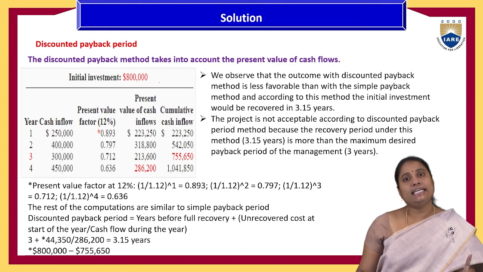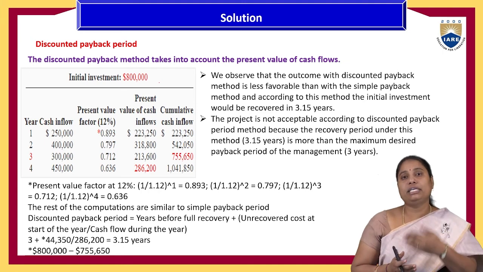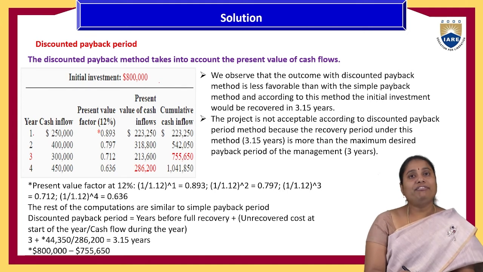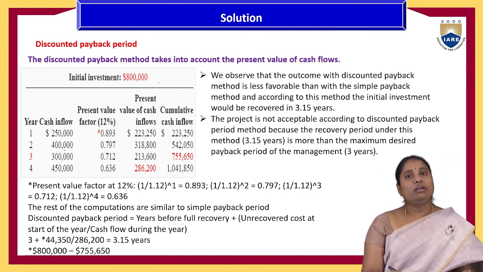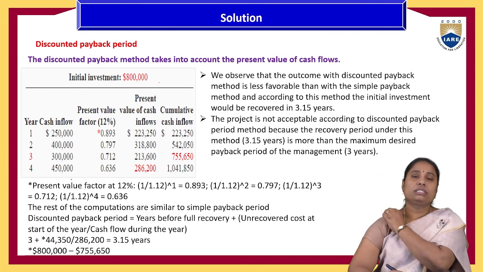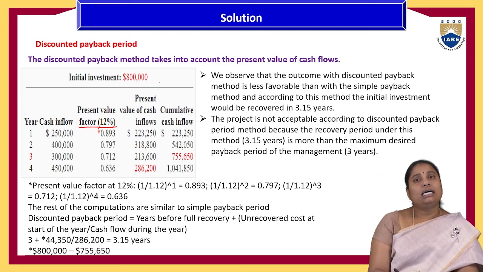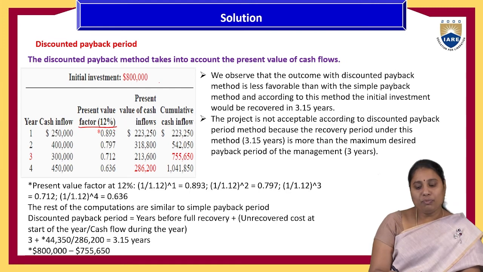For 1 rupee, if we multiply with the number of cash inflows, it will give the value of the entire cash inflows. So for every year, 1, 2, 3, 4, 5 years, the cash inflows respectively given are 2 lakh 50, 4 lakhs, 3 lakhs, 4 lakh 50,000. And we have calculated the present value factor with a discount rate of 12% for every year: 0.897, 0.797, 0.712, 0.632. This is for 1 rupee.